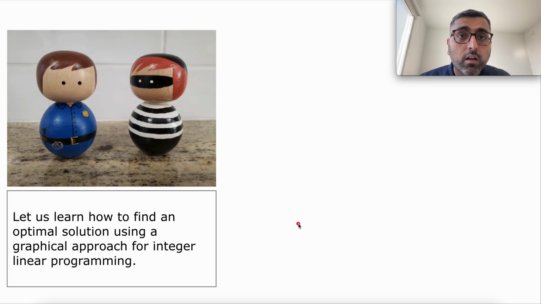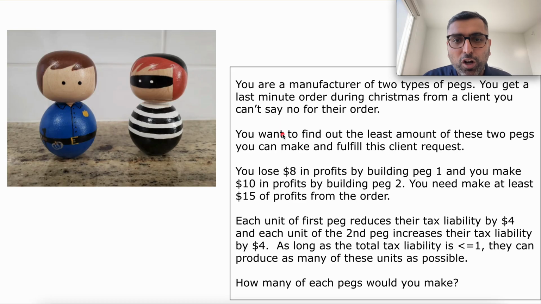In this video, we are going to learn how to use a graphical technique to solve an integer linear optimization problem. Imagine you are the owner of a peg manufacturing company that builds two types of pegs, and you got a last minute order from a customer that you cannot say no to. You want to make as few of these two pegs as possible to satisfy this customer, and you have a set of constraints.